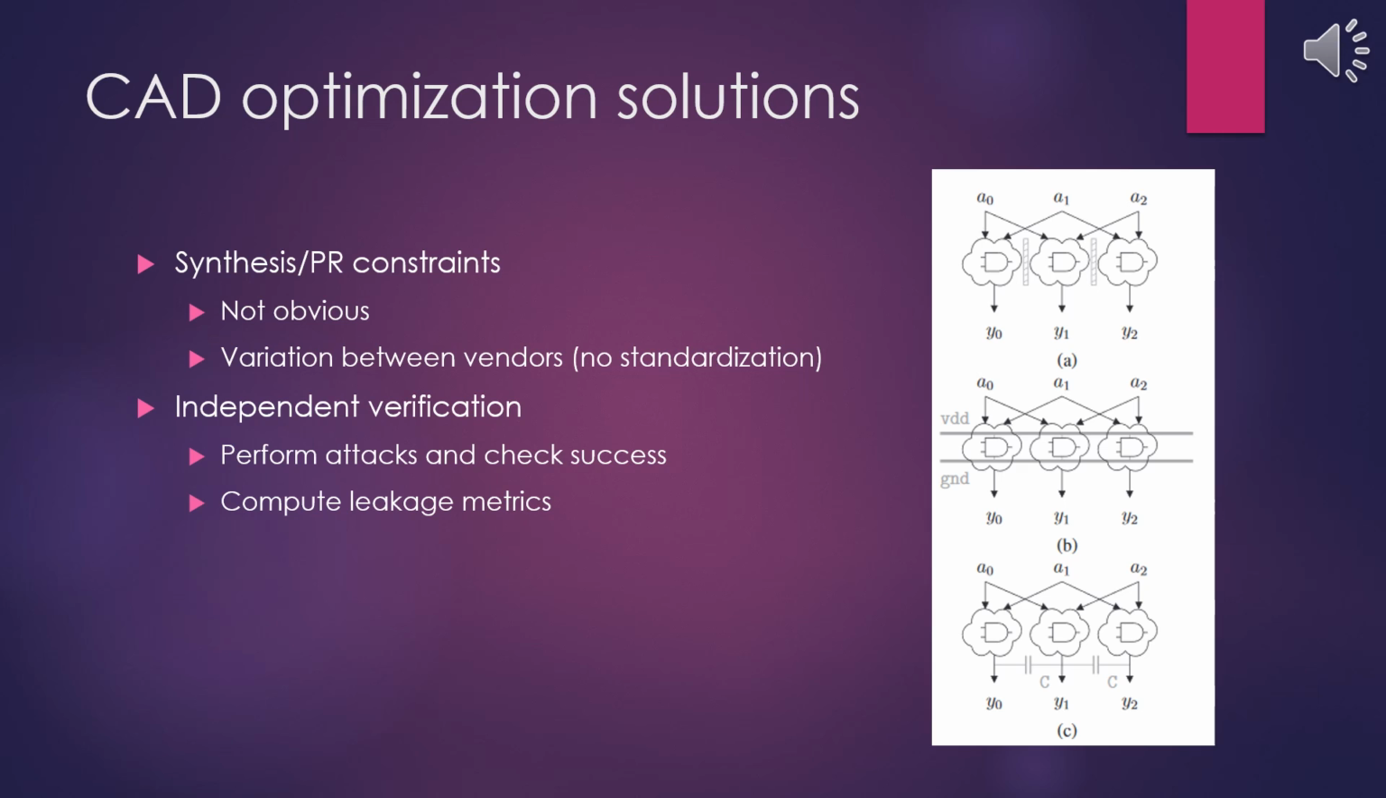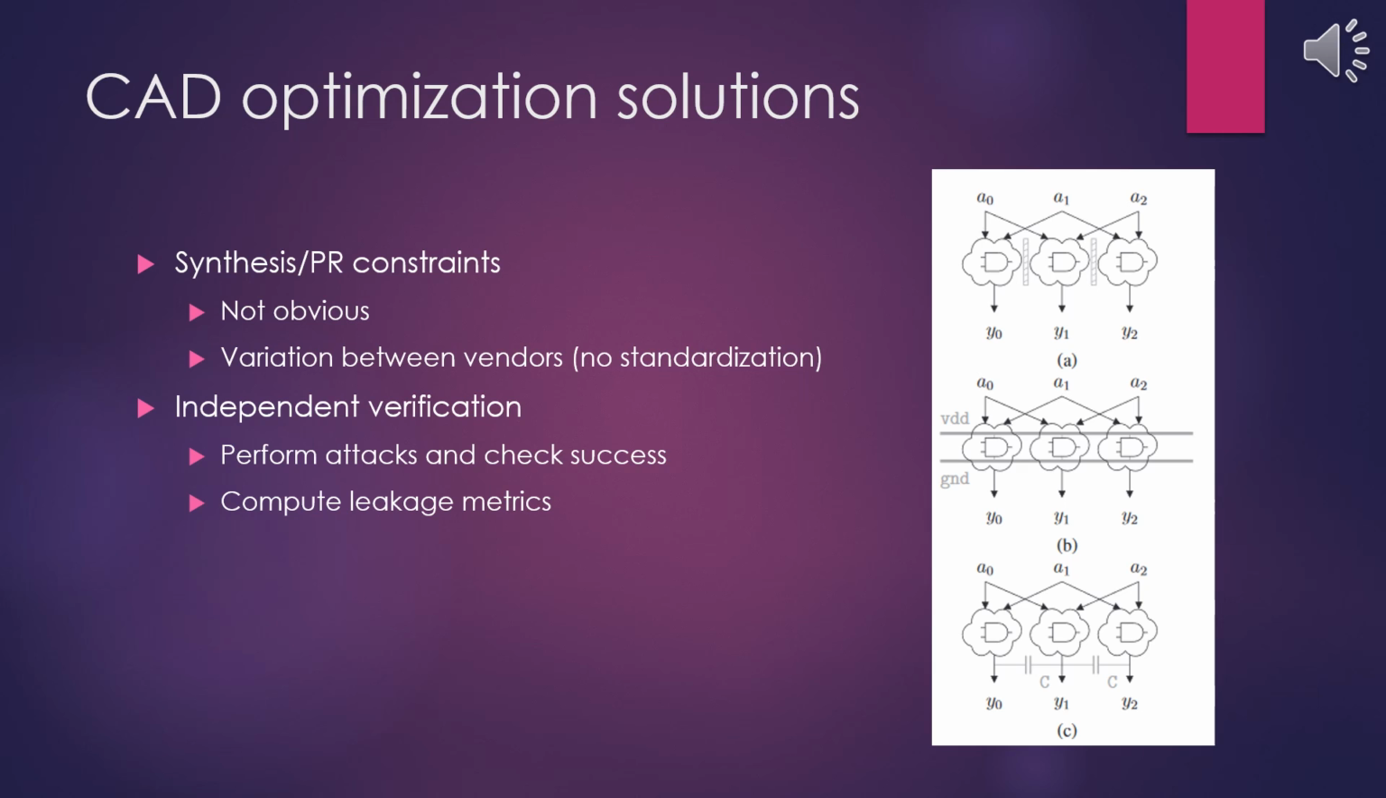There are several solutions available to mitigate these issues with CAD tools. One of these is adding constraints to the design during the synthesis and place and route steps. However, these constraints must be manually added and are not always obvious. In addition, constraint format and requirements vary between vendors. There is no single standard for design constraints.